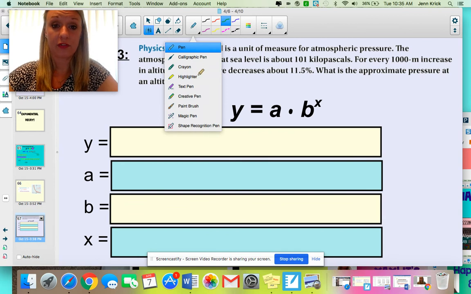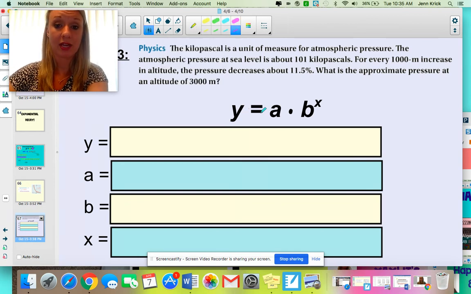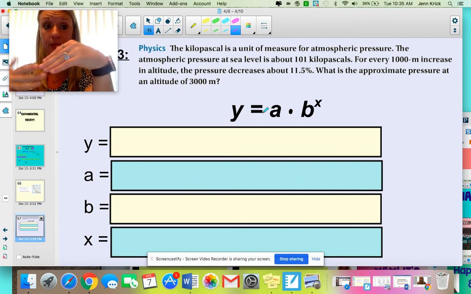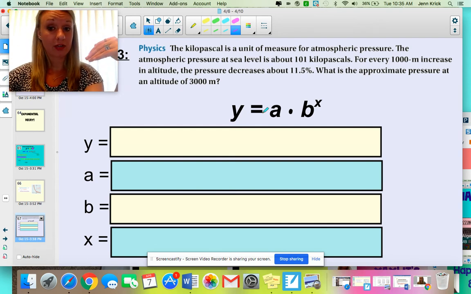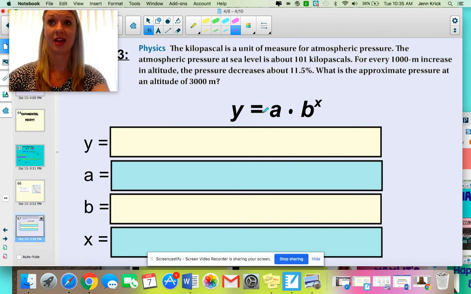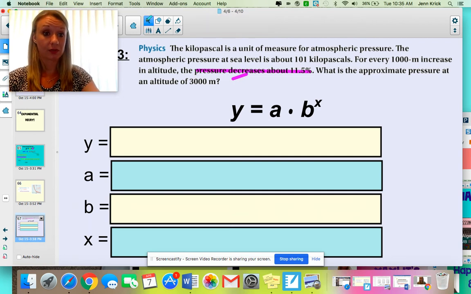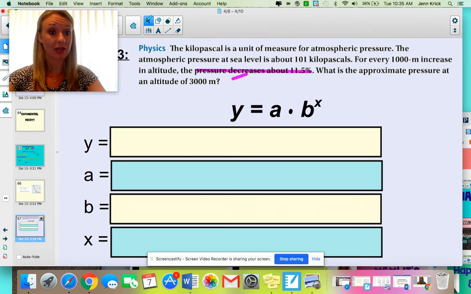Remember, this y equals a times b to the x stays the same whether it's exponential growth or exponential decay. If you're trying to figure out whether it's going to be a growth factor or decay factor, look for clues in the word problem. It says the pressure decreases about 11.5%. That decrease right there tells you it's going to be decay. So you know that b is going to have to be less than 1.